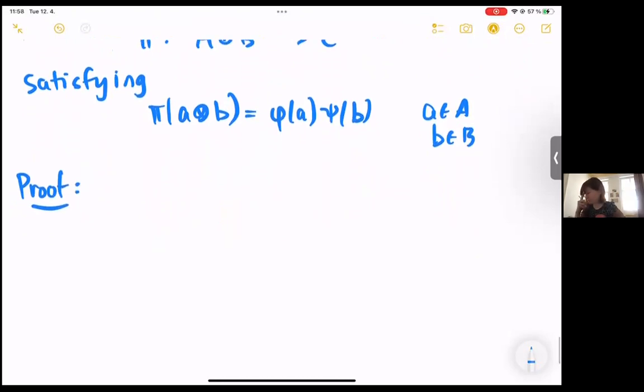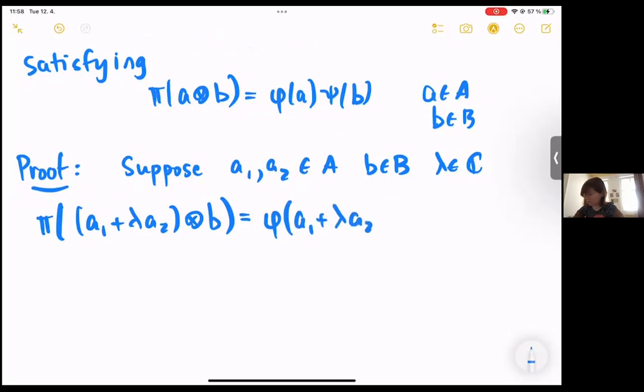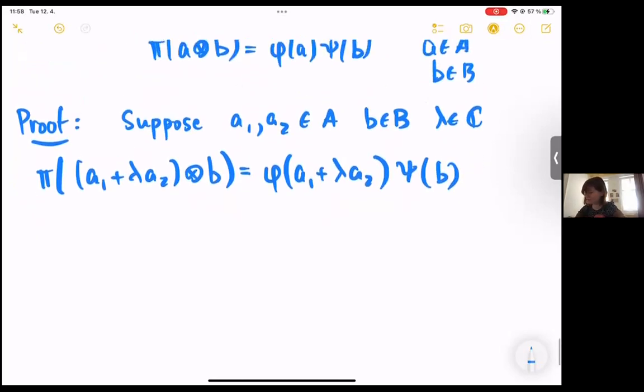Okay, so the first thing is to check that this is indeed well defined. That's not very difficult. So we take A1, A2 in A, and B, lambda in C. We just need to check that this map preserves the relations in our tensor product. So that's pretty much immediate, but let's just do it this one time for the A side. The B side will be obviously analogous.